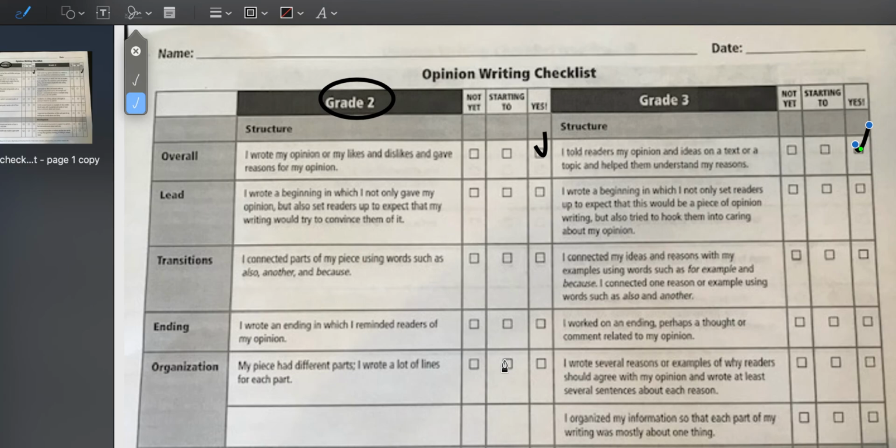For today, I only want you to do the structure portion of this checklist, and look at your writing. We will go on to the next section tomorrow.